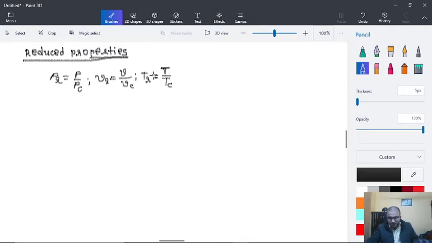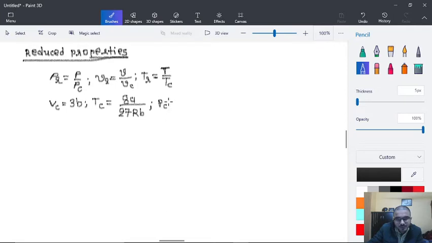And previously the values which we have obtained for the critical values: Vc is equal to 3b, then Tc is equal to 8a upon 27 Rb, and then PC is equal to a upon 27 b square.